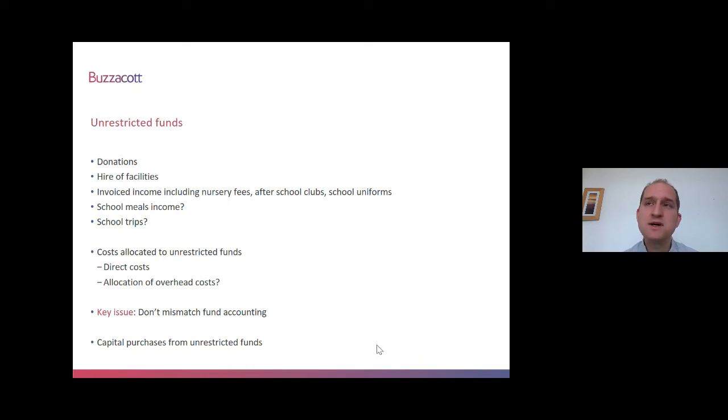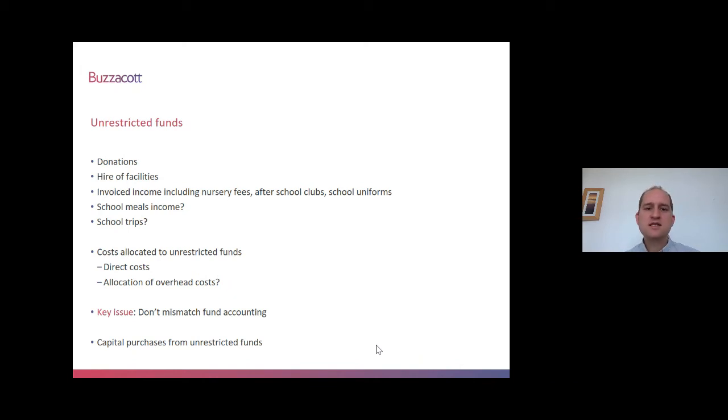Sometimes you can have capital purchases from unrestricted funds. So we've talked about capital purchases from GAG and the transfer there. There are different options as to how to account for this. In theory, you can have fixed assets sitting within the unrestricted funds because you've purchased those assets out of unrestricted funds rather than sitting in the fixed asset fund. That makes life a little bit more complex because then you have fixed assets sitting in both the restricted fixed asset fund and in your unrestricted funds. So most academies, just for simplicity's sake, keep all of their assets in the restricted fixed asset fund. But in theory, you could purchase and keep those assets in the unrestricted funds.